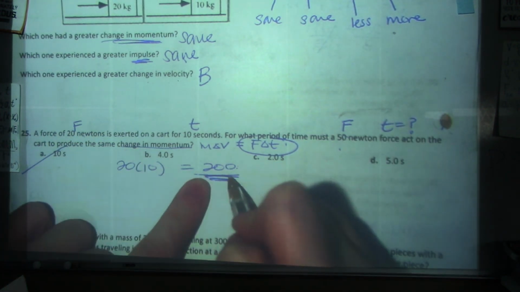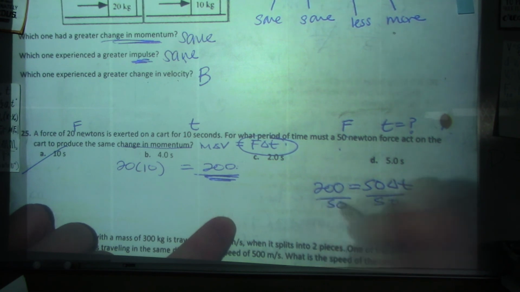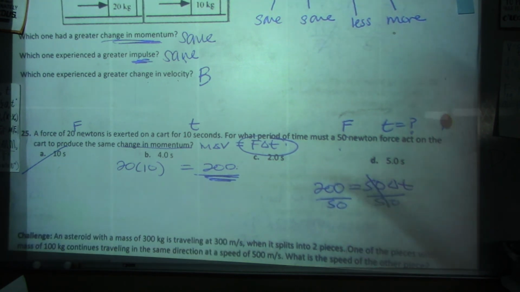So I want still 200. But now I have 50, so what time would be needed? Well, we just divide the 50 over, and that's going to give me 4 seconds.